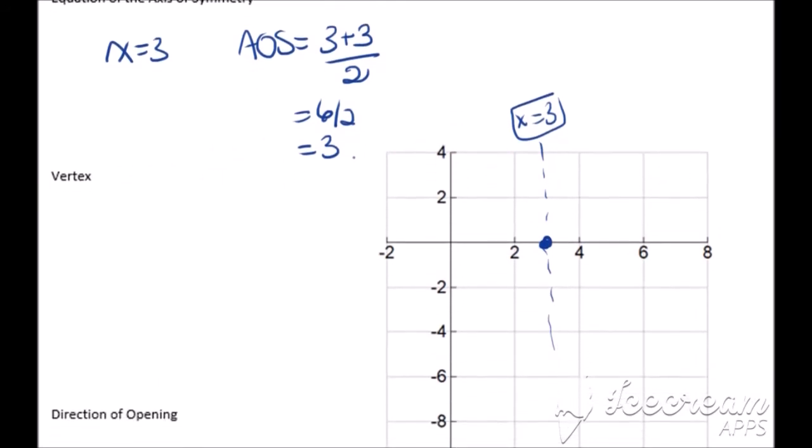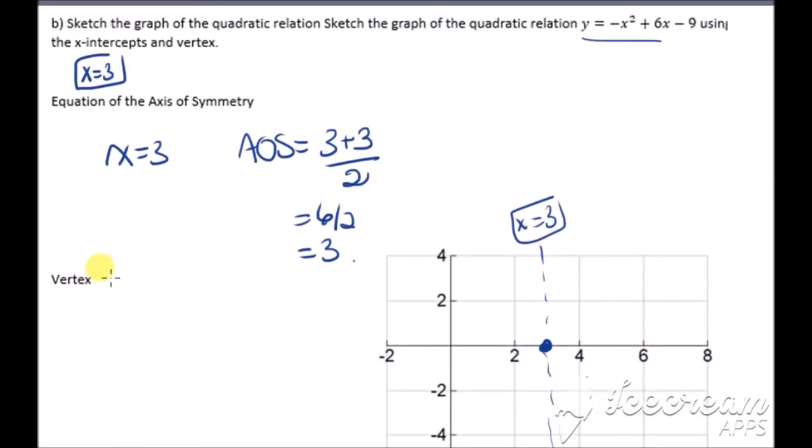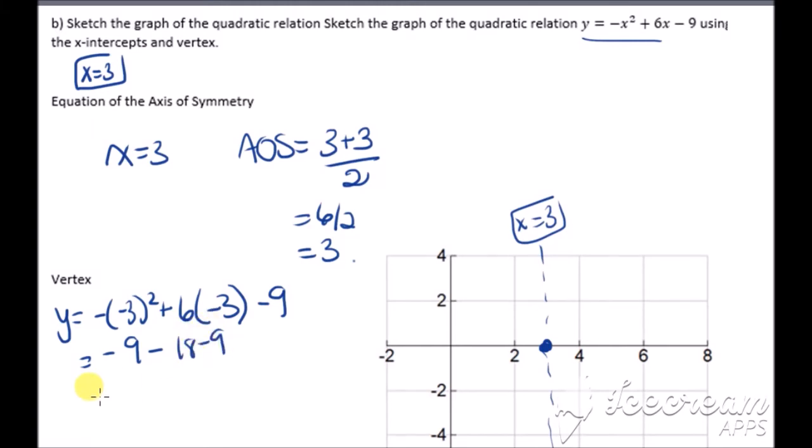And if we take a look at the vertex, even if we sub in that 3, y equals negative 3 squared plus 6 times 3 minus 9, and we get negative 9 plus 18 minus 9, and that would equal 0. So for the vertex, again, we're getting (3, 0). So we can't really use this method if the vertex lies right on the x-axis. So instead, why don't we go ahead and solve for the y-intercept?